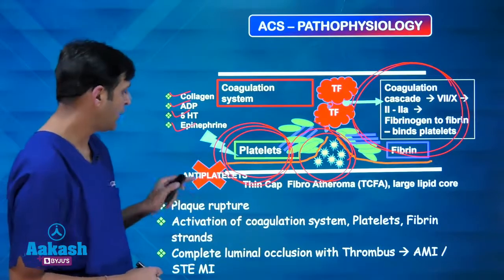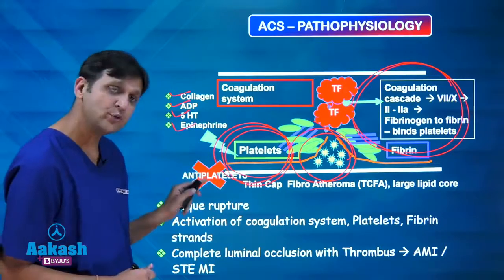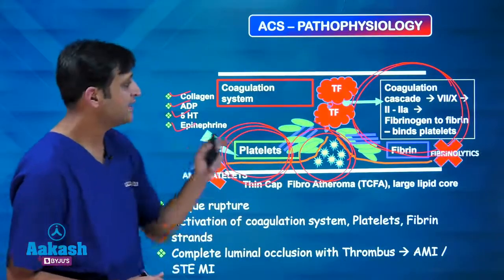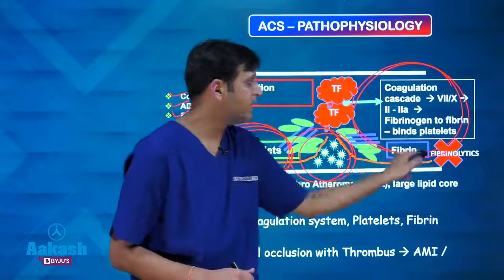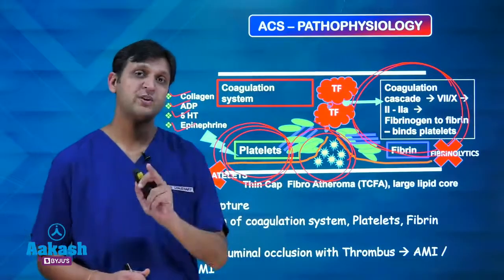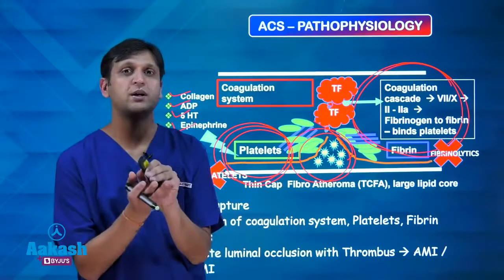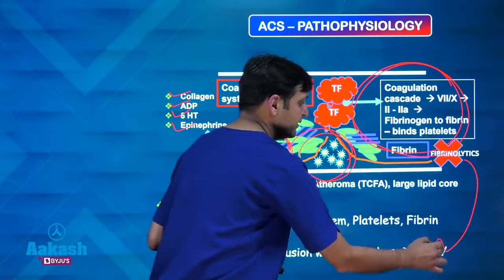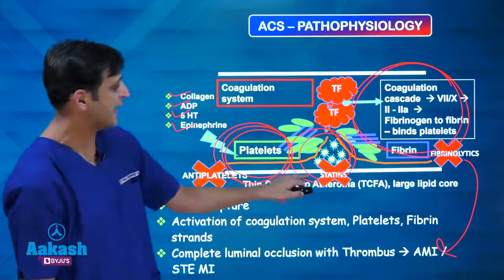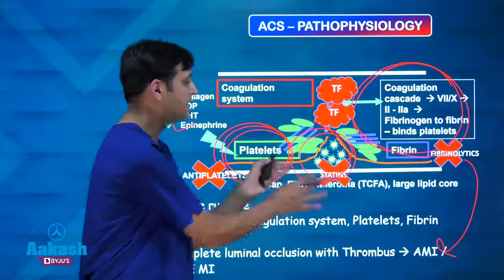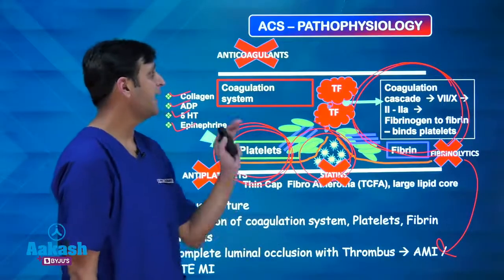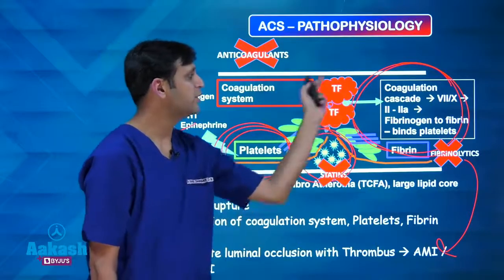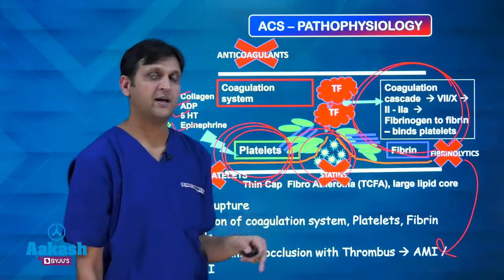So, what are they? One is antiplatelets. So, we will have to give antiplatelets to all patients who have acute coronary syndrome. Two is fibrinolytic. So, fibrinolytic will need to be given only to those patients who have a complete luminal occlusion, that is only to patients who have ST elevation MI. Third is statins. Why? Because statins stabilize the plaque. Okay. And four is anticoagulants. So, to prevent the coagulation system from being activated.